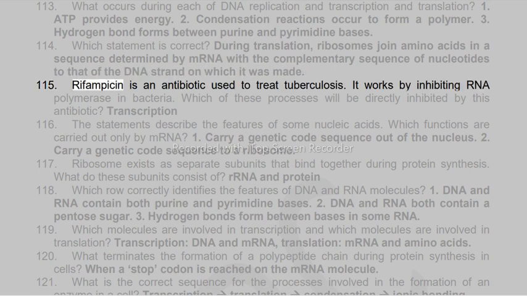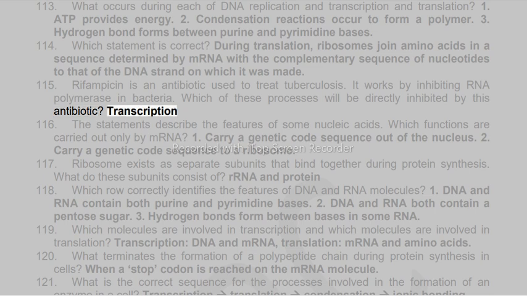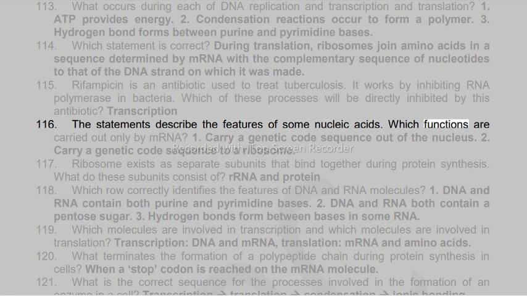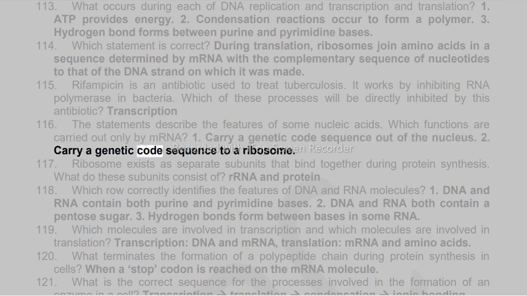115. Rifampicin is an antibiotic used to treat tuberculosis. It works by inhibiting RNA polymerase in bacteria. Which of these processes will be directly inhibited by this antibiotic? Transcription. 116. The statements describe the features of some nucleic acids. Which functions are carried out only by mRNA? 1. Carry a genetic code sequence out of the nucleus. 2. Carry a genetic code sequence to a ribosome.